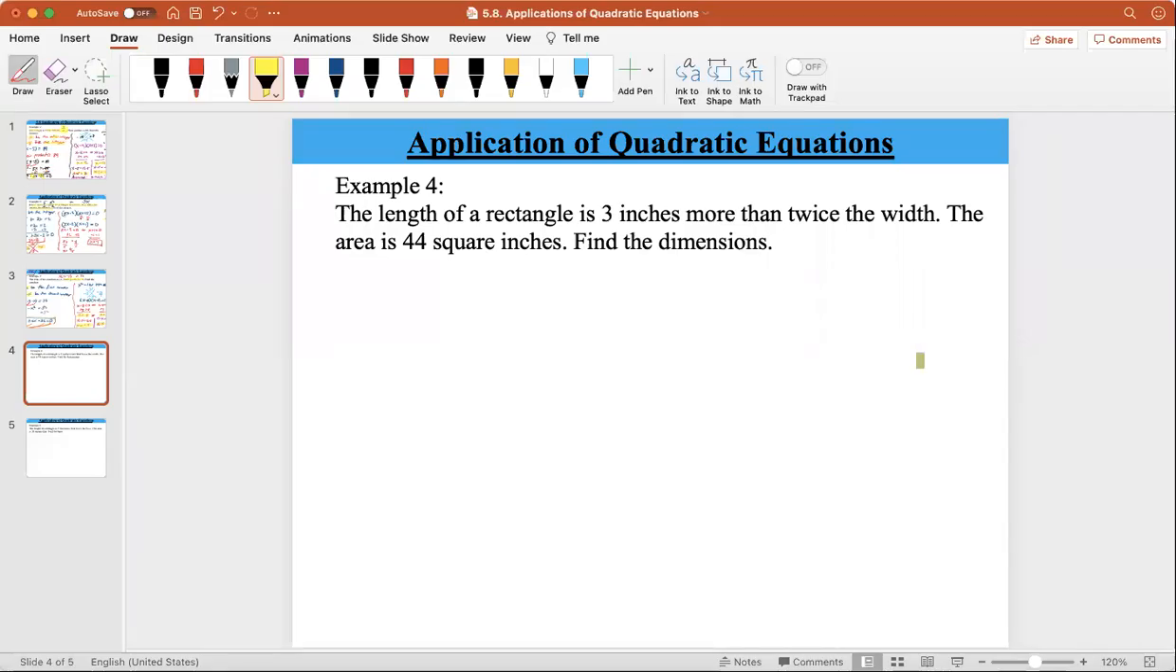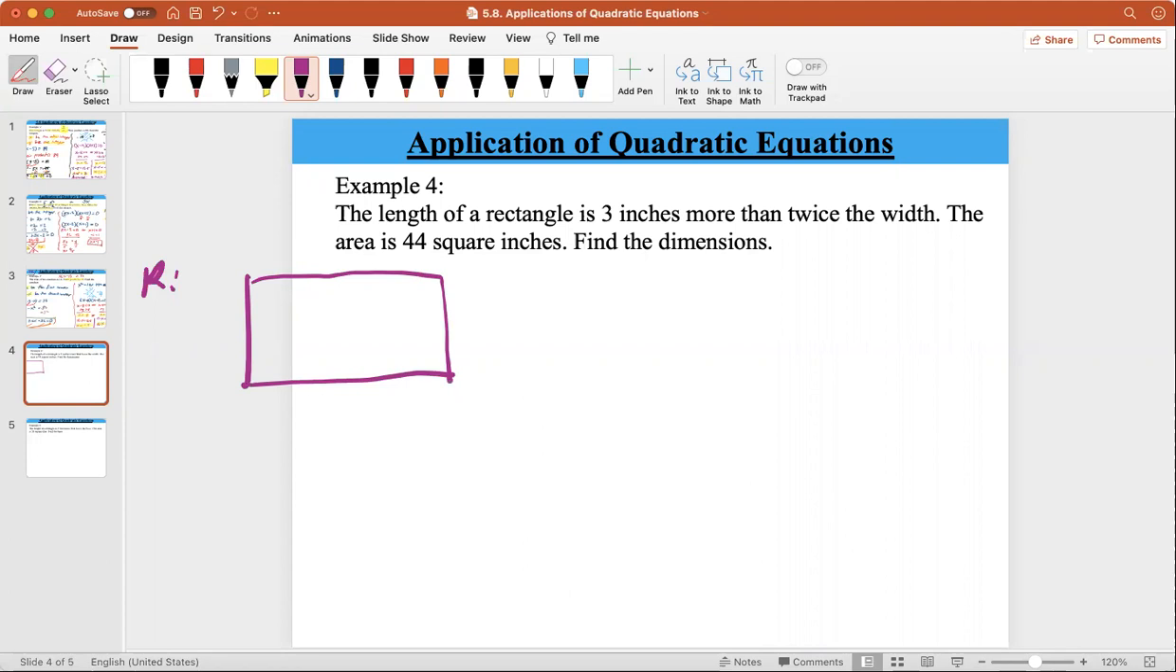Number 4. The length of a rectangle is 3 inches more than twice the width. The area is 44 square inches. Find the dimensions. Since we are dealing with a geometry problem, we can illustrate a rectangle. We can use that to represent our unknown dimension. So here's your rectangle.